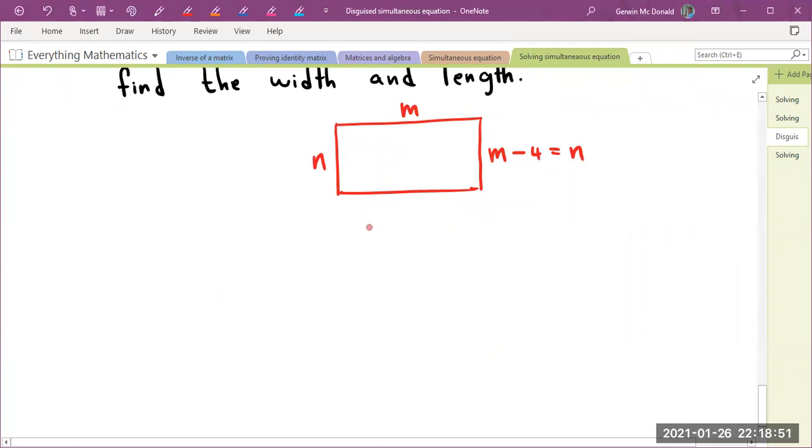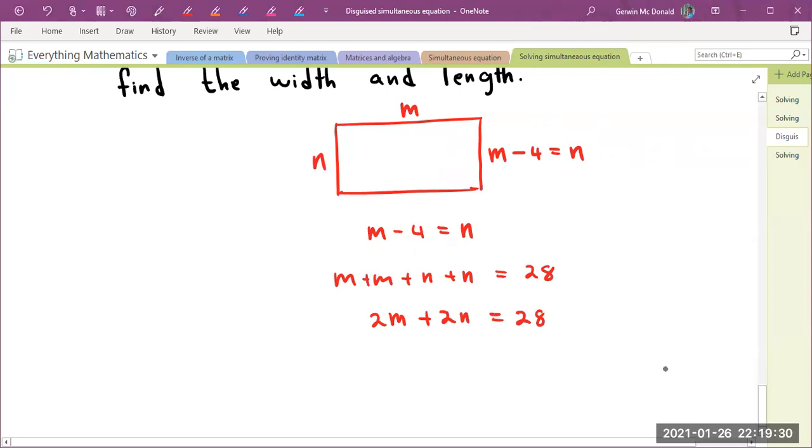We know that one of the sides will be M minus 4, equal to N, and we established N to be the width. We also know that the perimeter is 28. And remember, the perimeter is the distance around. So technically we're saying M plus M plus N plus N: the two lengths and the two widths, when you combine them, you're supposed to get 28. So this is the same as 2M plus 2N equals 28. That's one way to look at it.